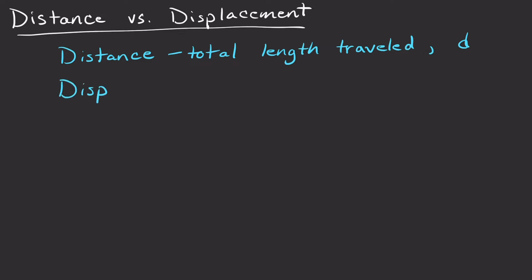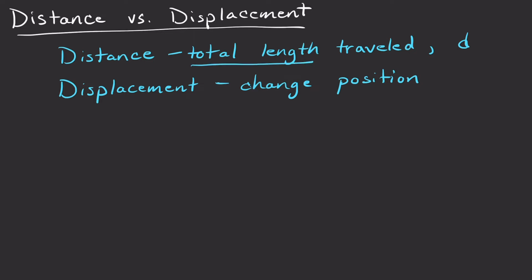And then displacement, again, is change in position. So displacement depends on where you started and where you ended, while distance only depends upon the total length. Okay, so distance is a scalar quantity, so scalar, and then we just discussed displacement as a vector quantity. Okay, so now let's do some examples to kind of illustrate the difference between the two.